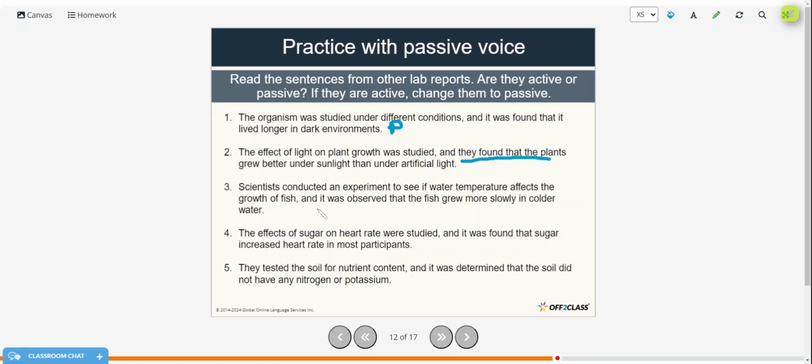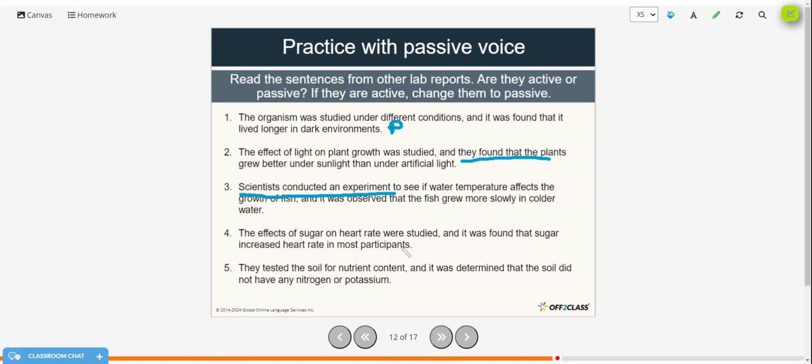Scientists conducted an experiment to see if water temperature affects the growth of fish, and it was observed that the fish grew more slowly in colder water. So this part is active. Scientists conducted an experiment. So you could say an experiment was conducted by scientists to see if the water temperature affects the growth of fish. It was observed is already passive.